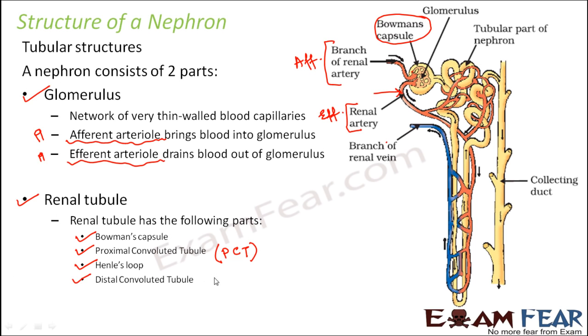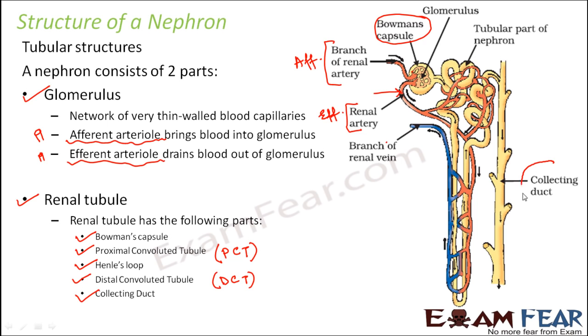Then again you have distal convoluted tubule, which is abbreviated as DCT. Distal means which is located away from the proximal convoluted tubule. So this is again a coiled tube, but it is located away. It is located at a distance from the glomerulus. So it is DCT or distal convoluted tubule. And the last one is the collecting duct. This straight tube is the collecting duct. So these are the 5 parts which together form the renal tubule.